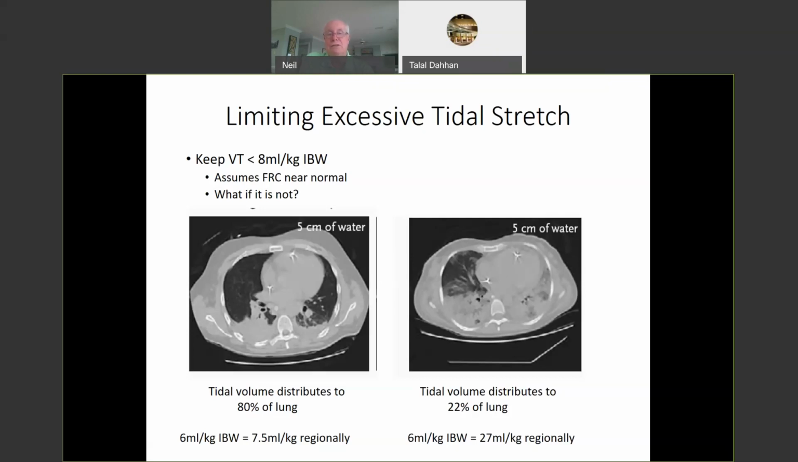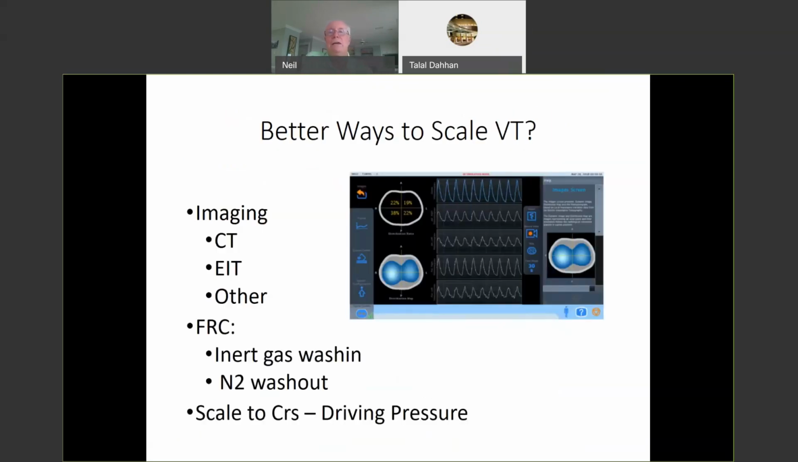Only 22% of the lung. And under these conditions, 6 mLs per kilogram ideal body weight translates regionally into 27 mLs per kilo. So how do we address this? Are there better ways to scale tidal volume? Imaging would be the ideal thing, CT scans, but we don't have CT scans readily available in our ICUs.